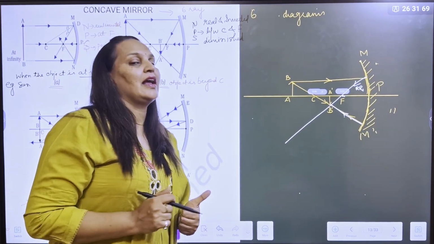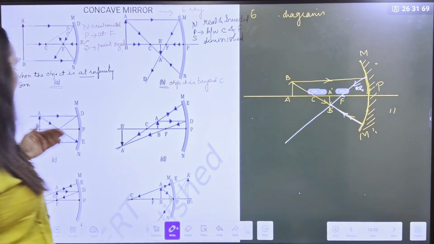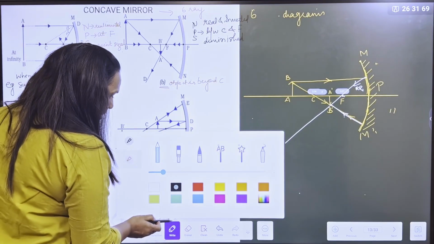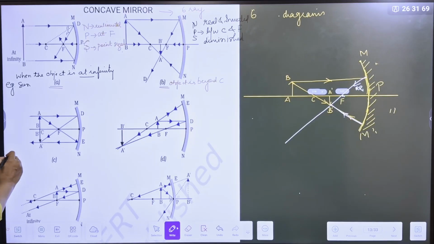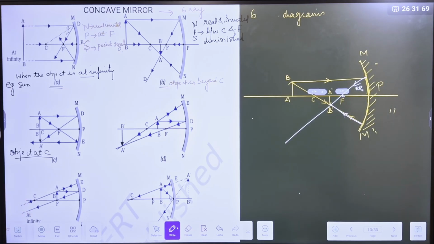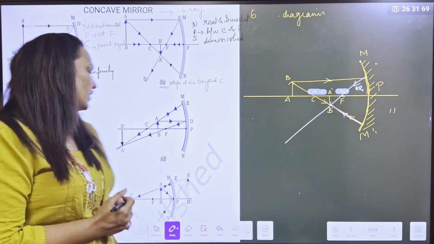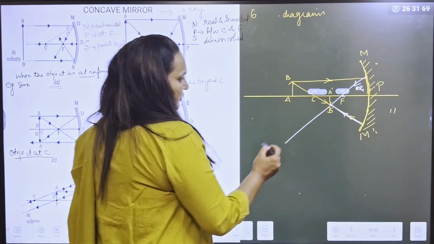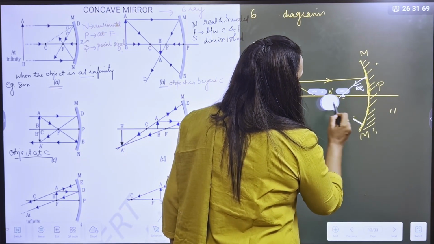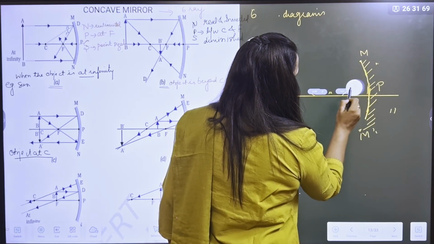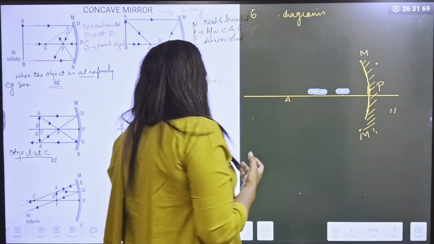Shall I move to the third ray diagram? Come, let's draw the third ray diagram. Object at C. Now, object at C, what does it mean? Object distance is equal to the radius of curvature. Shall I start? I will again erase.